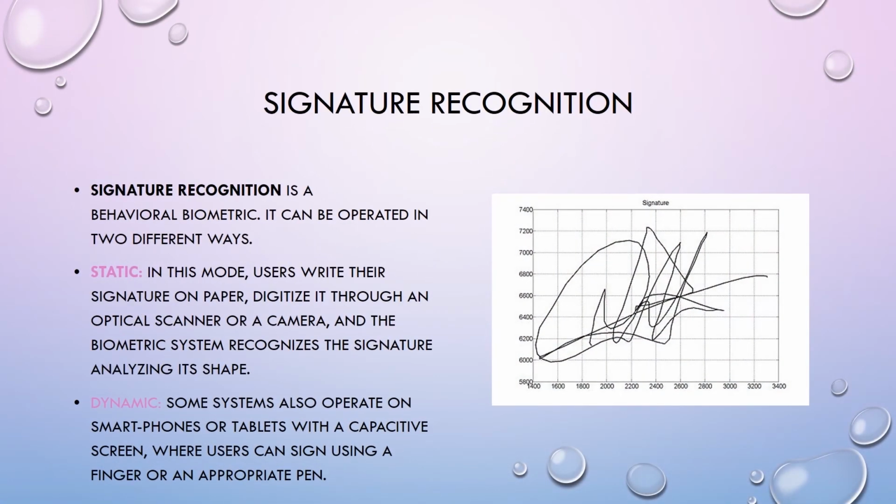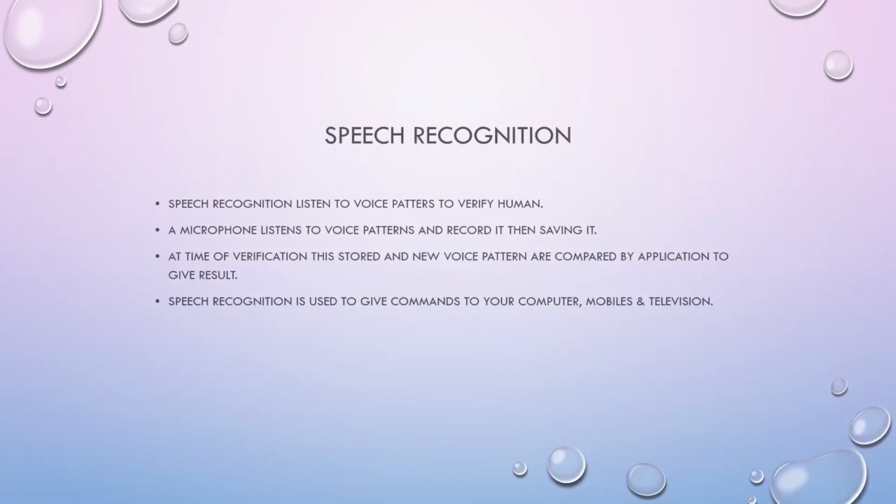Signature recognition. Signature recognition is a behavioral biometric. It can be operated in two different ways. Static. In this mode, users write their signature on paper, digitize it through an optical scanner or a camera, and the biometric system recognizes the signature, analyzing its shape. Dynamic. Some systems also operate on smartphones or tablets with a capacitive screen, where users can sign using a finger or an appropriate pen.